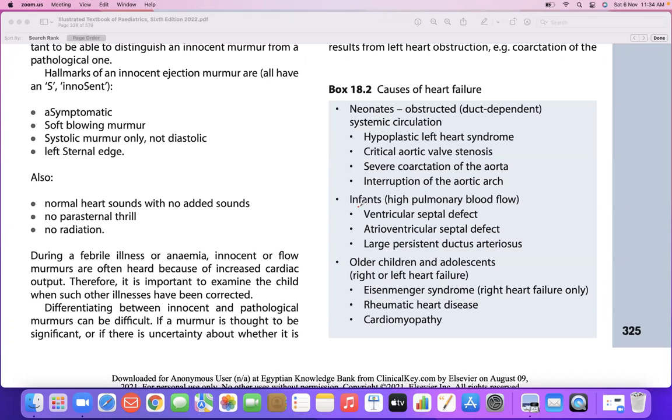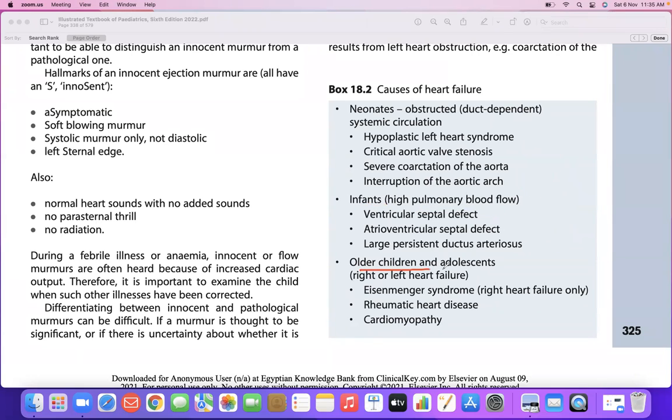So infants: wherever there is high pulmonary blood flow, we all know that wherever there is a left to right shunt, this is left and this is right. Any condition which causes a left to right shunt, since more blood is coming, will go through the pulmonary arteries to the heart, right? So any condition which causes increased pulmonary blood flow, like VSD, AVSD, and large patent ductus arteriosus. Okay, this is in the infants.